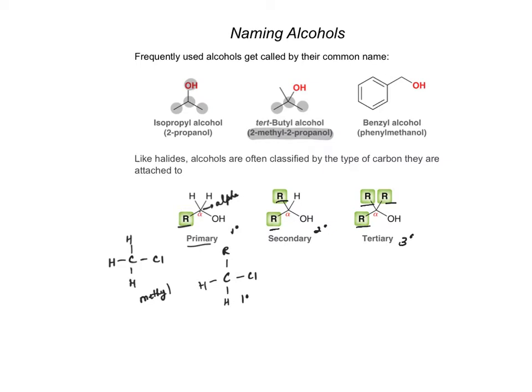And then if all three of the things that are attached to that alpha carbon are alkyl groups, this is a tertiary alcohol. Same thing, this would also be if we had a carbon attached to a hydroxyl group, and then all of the surroundings were hydrogens, this would be a methyl alcohol, or more importantly, this would just be methanol.